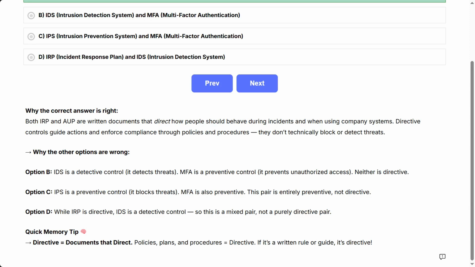Option D. While IRP is directive, IDS is a detective control. So this is a mixed pair, not a purely directive pair. Quick memory tip: directives are documents that direct. Policies, plans, and procedures are directive. If it's a written rule or guide, it's directive.